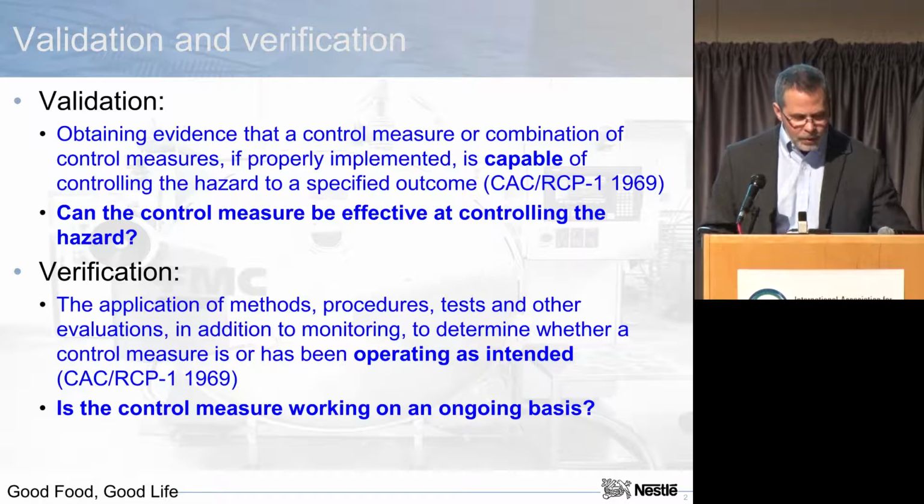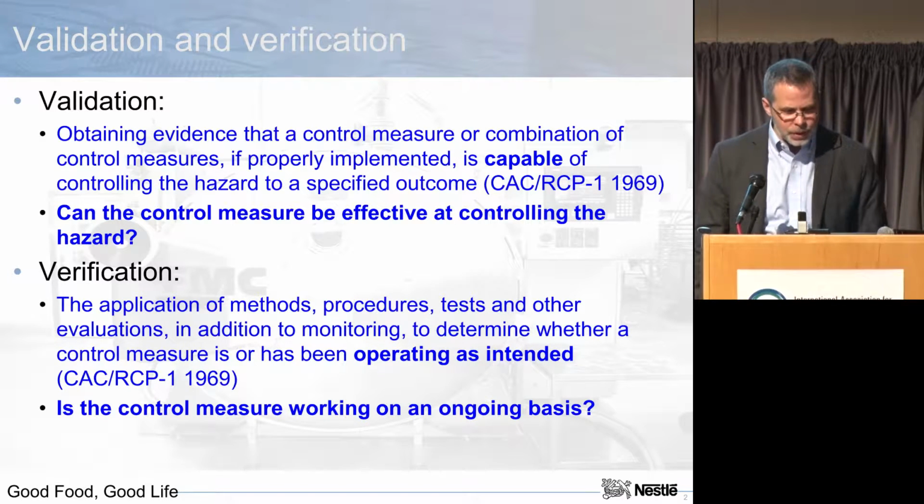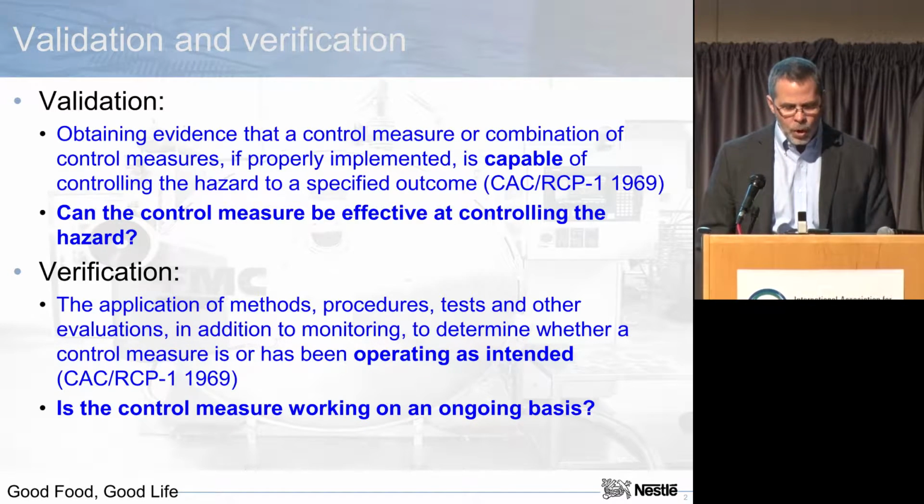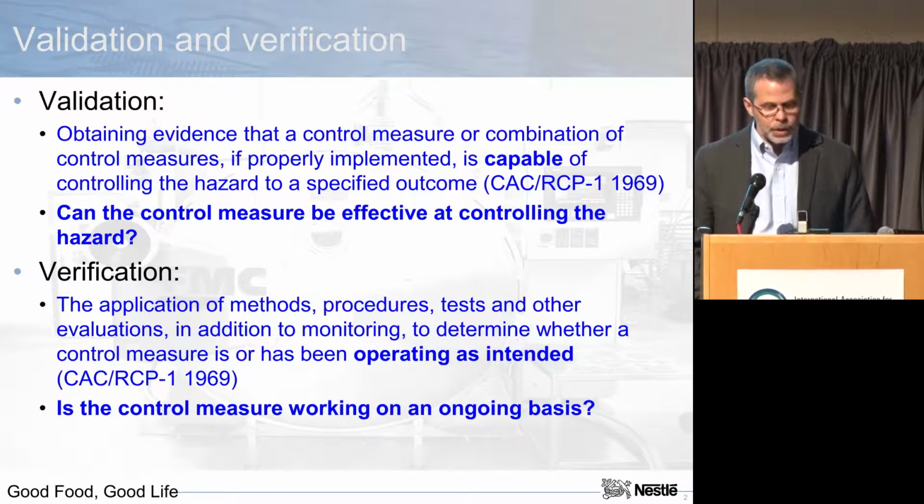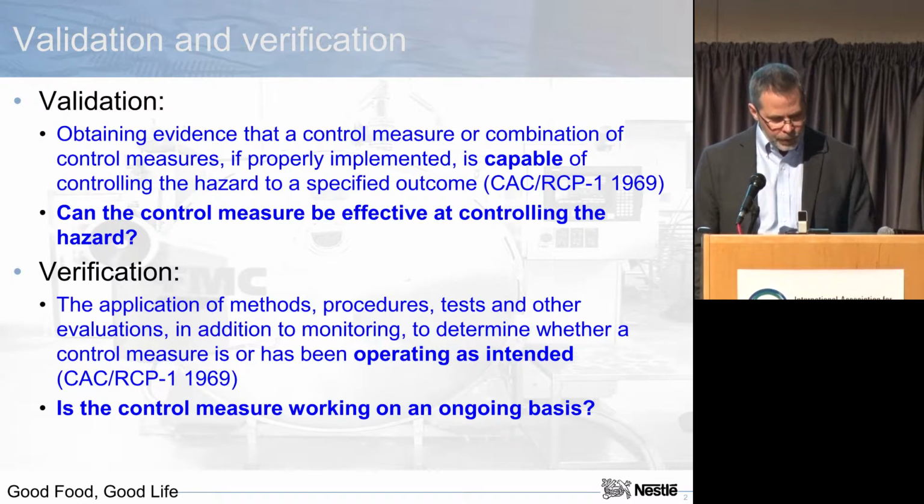So what we're talking about in validation, and this is the Codex definition, is obtaining evidence that a control measure or combination of control measures, I want to emphasize that, if properly implemented, is capable of controlling the hazard to a specified outcome. So this is looking forward. This is saying, can my system work as intended to control the hazards I've identified?